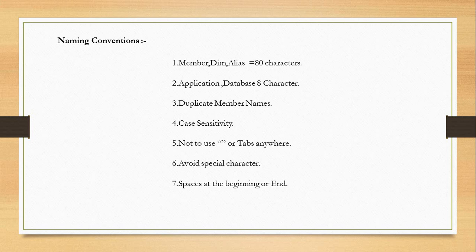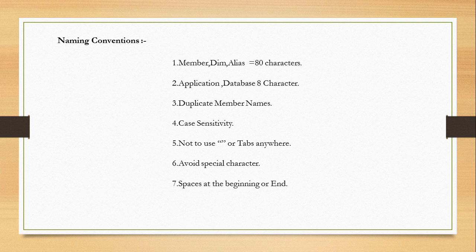Naming conventions. Here are some recommendations and limitations for naming the members and other application artifacts in Essbase. First, member, dimension and alias names are limited to 80 characters. We cannot use more than 80 characters for member names, dimension names and aliases. If we try to do so, the outline is not going to verify.